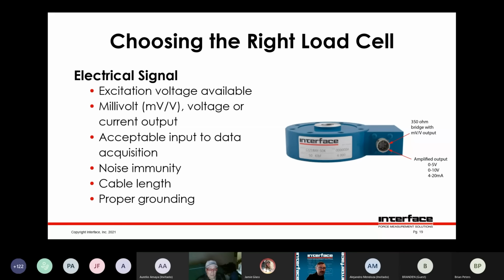Noise immunity, some of the signals are more noise immune than others. 4 to 20 milliamp is preferred in very noisy environments with long cable runs, for example. And grounding is important, especially with amplified signals, and also with millivolt per volt, low level signals. You can get ground loops, you can get noise into the signal. So proper grounding is important.